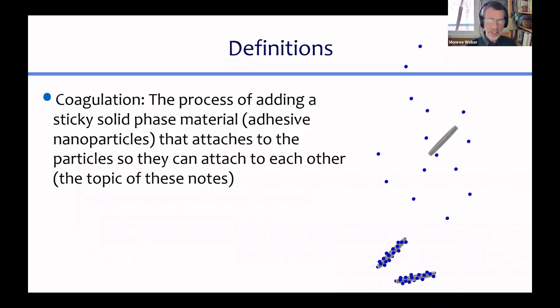So some definitions. A coagulant, or coagulation, is the process of adding the sticky phase material. You said, and I call them, adhesive nanoparticles. They are nanoparticles.